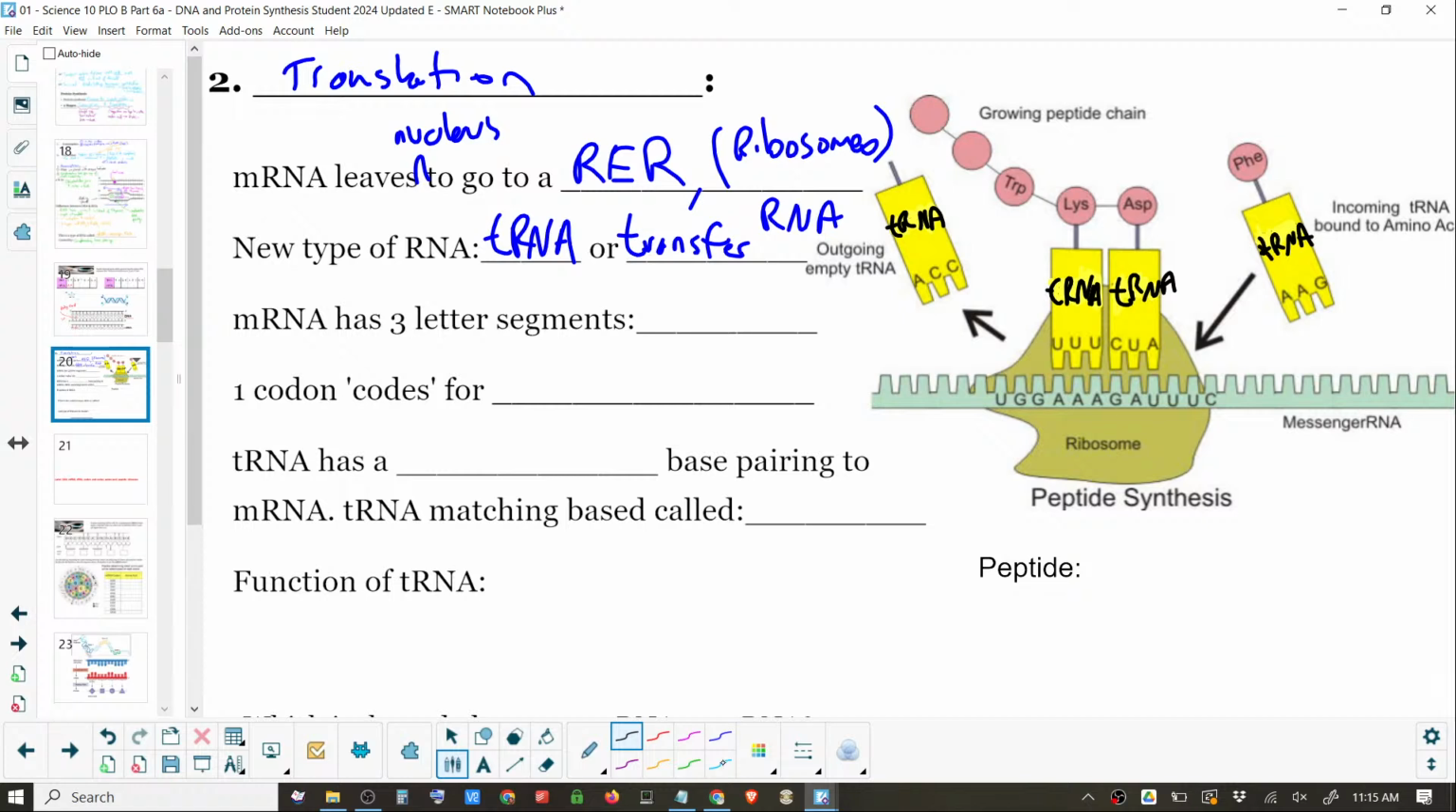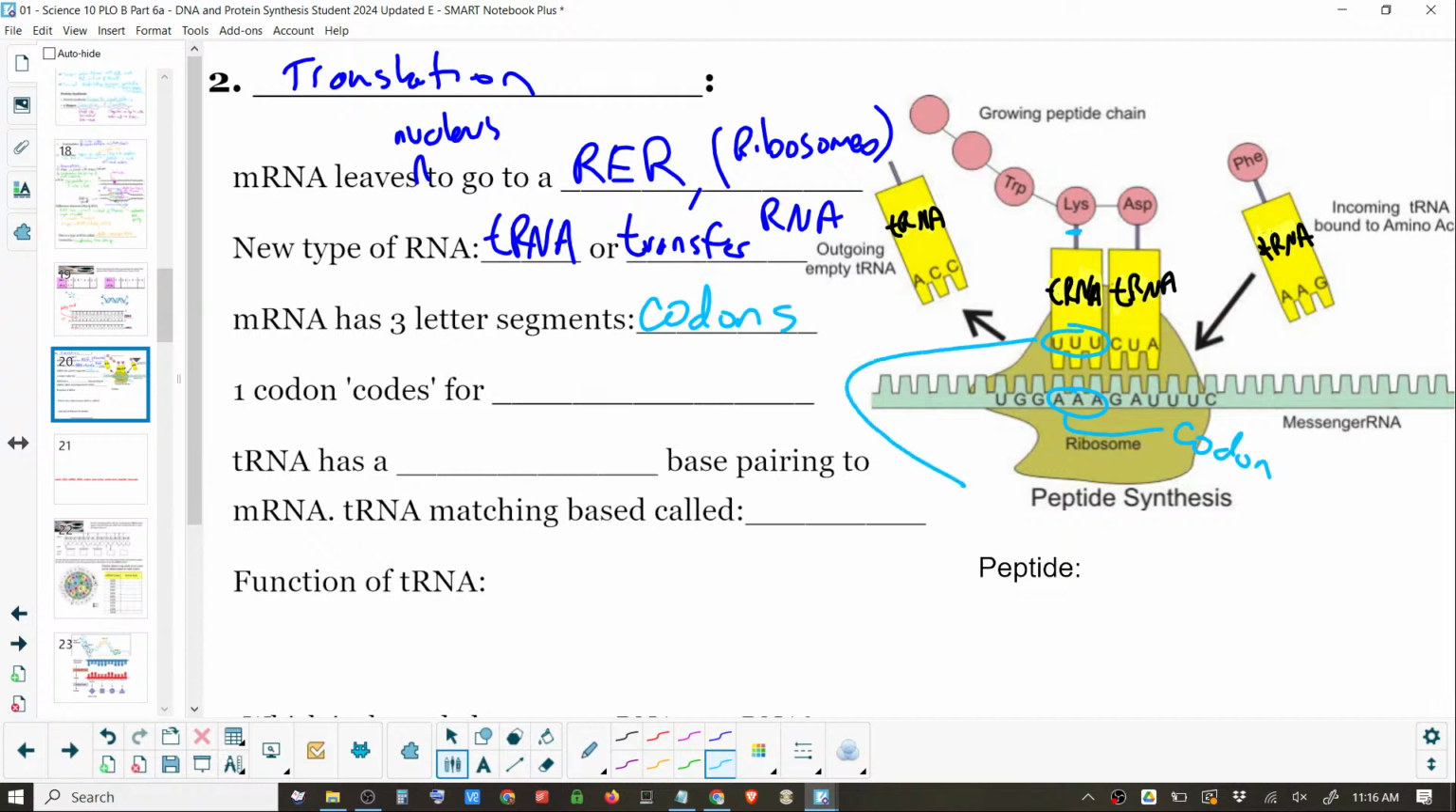We have an area that codes. They match, if you notice, AAA here. That is known as a codon because it codes for a particular amino acid, in this case, lysine. And where do I write the word codon? Remember, it's 3-letter segments, codons. And then the tRNA, to bring the correct one, has a matching.